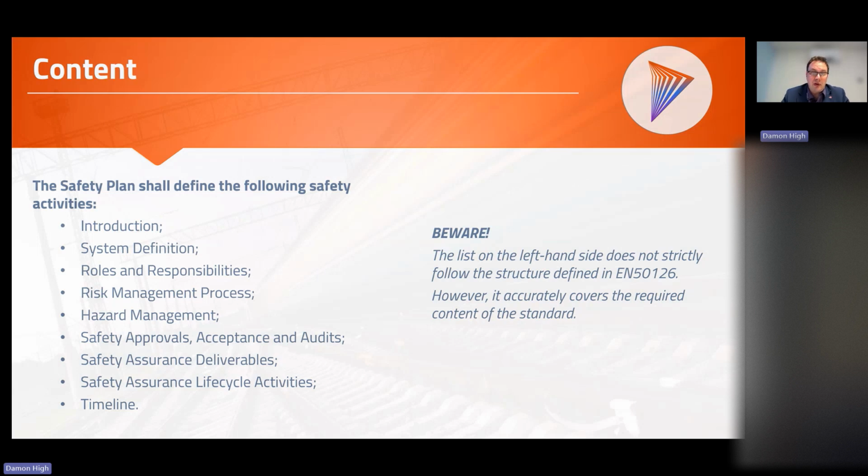So brief introduction, talk about system definition, so what it is that this safety plan relates to in terms of the change that we're making to the railway, roles and responsibilities, the risk management process, hazard management, safety approvals, acceptance and audits, safety assurance deliverables, lifecycle activities, and then a little bit about timelines as well.